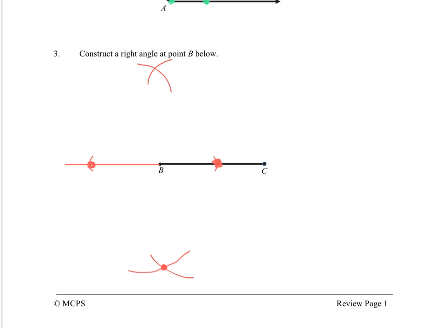That's going to give us 2 intersecting points, and if you did it right and connect them, it's going to go through point B as well, and it's going to create your right angle. So you're constructing a right angle at point B.